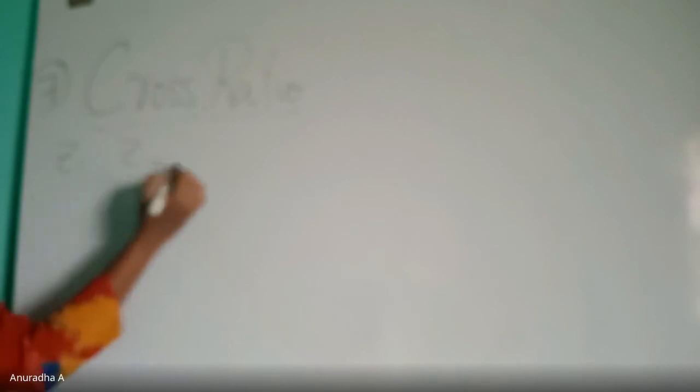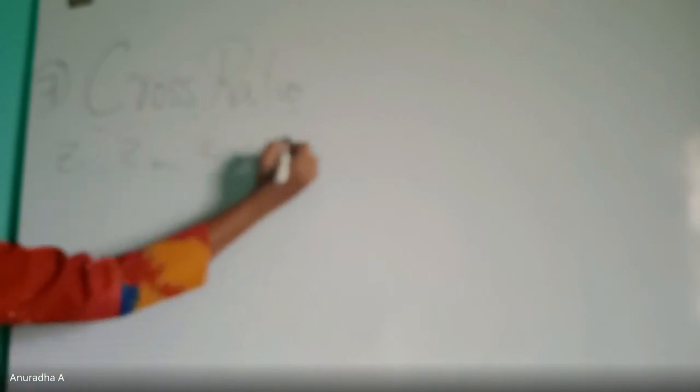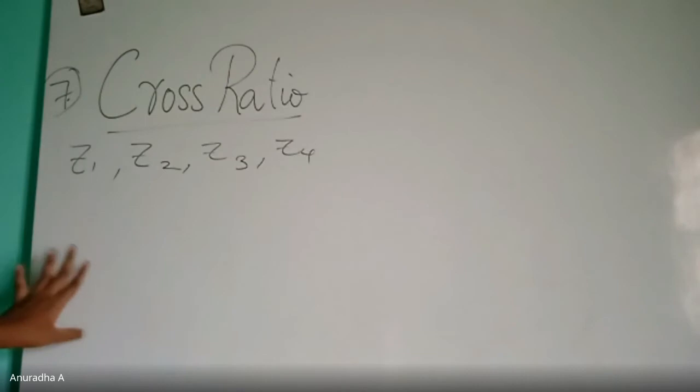Cross ratio. So that's, I think, the seventh point. So we are going to determine the cross ratio, I told you. What is the cross ratio? So Z1, Z2, Z3, Z4. Like that, 4 points are given to us, you think. 4 complex numbers are given in the Z domain, in the first domain itself.